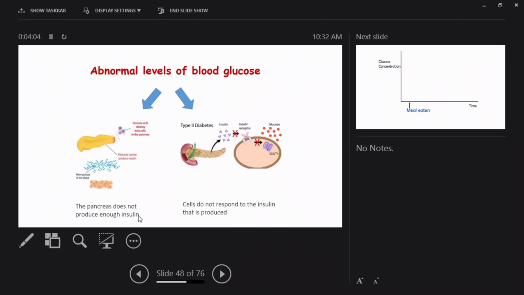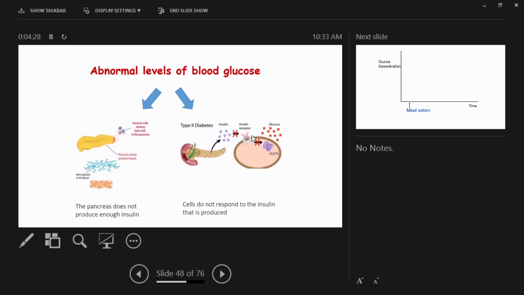And the second scenario is insulin resistance. This is what normally happens for most diabetic patients, which is called type 2 diabetes. There is insulin, but the body does not respond to the insulin. We call it insulin resistance, or insulin sensitivity is reduced.